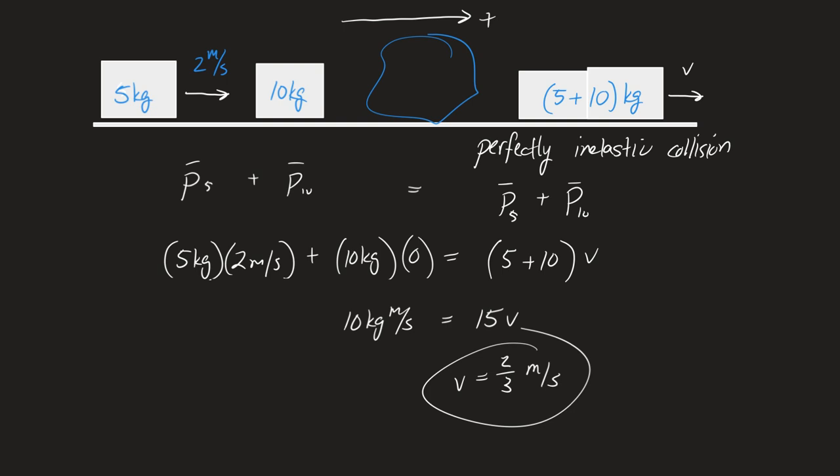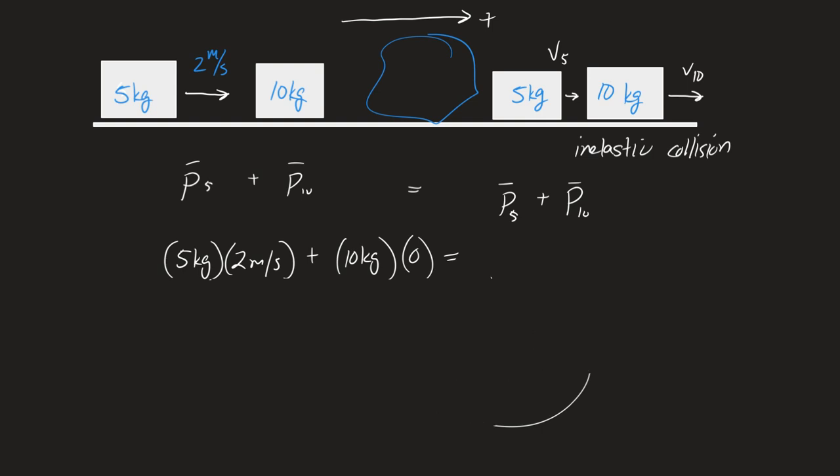All right, well, the obvious next step is to consider a collision in which it's not perfectly inelastic. Now, what that means is the objects don't stick together. Now, to be fair here, in this circumstance, you're going to be disappointed. I'm going to label this V5 and this V10 so I can differentiate them. I didn't change anything about the before case.